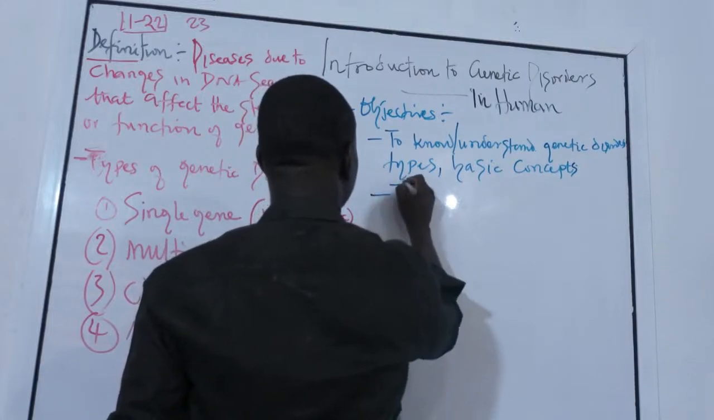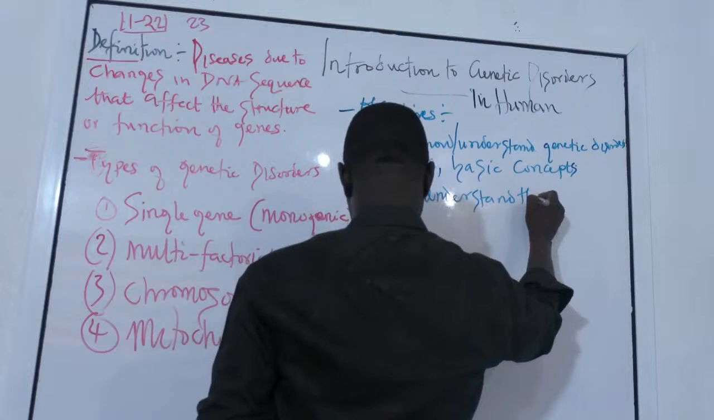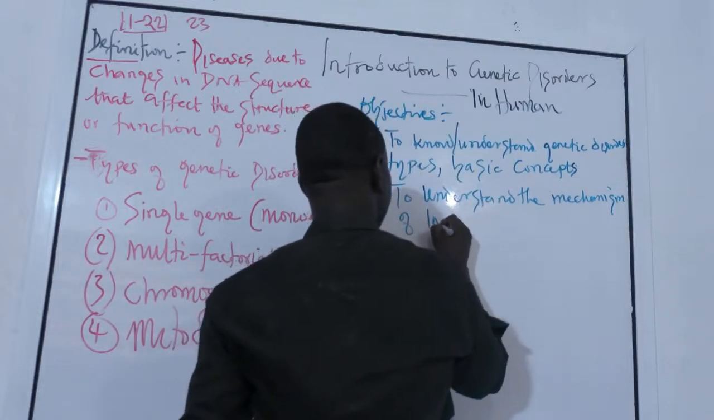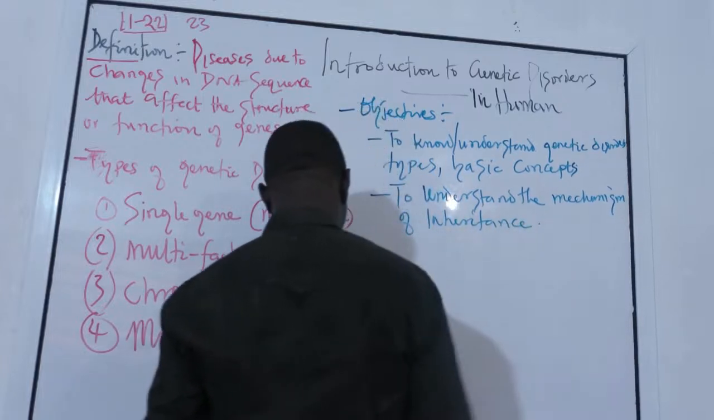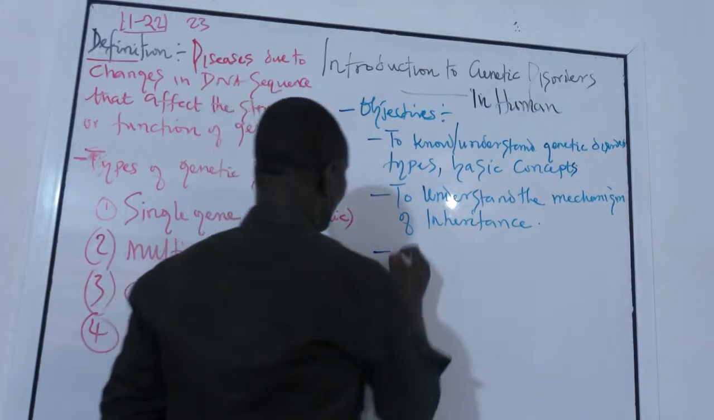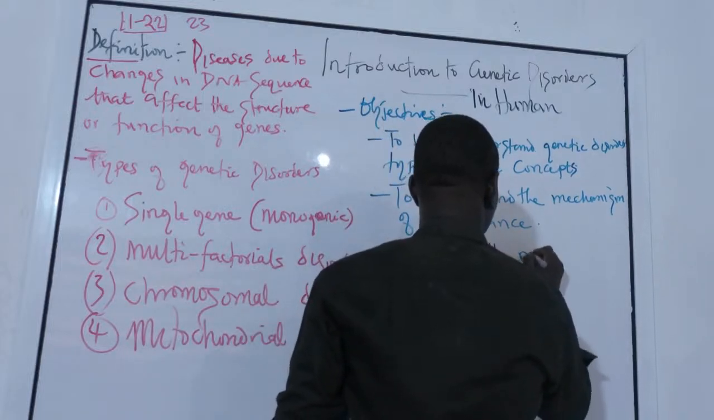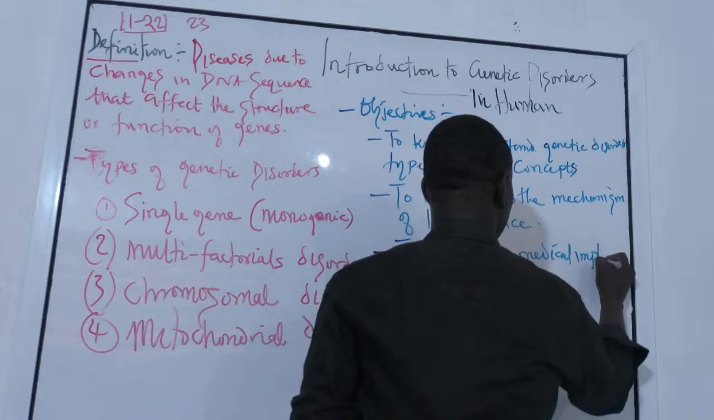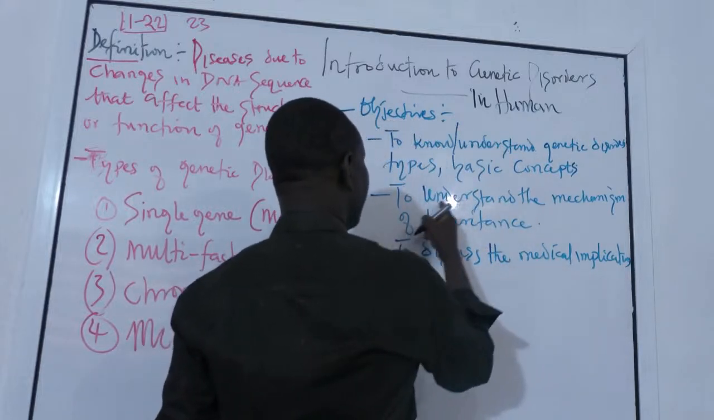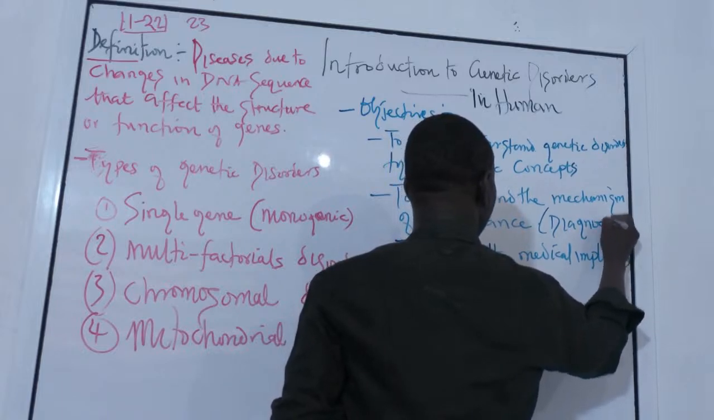Then the second thing is to be able to understand the mechanism, that is the mechanism of inheritance, the mechanism of its inheritance pattern. Okay, then the third one is that we want to be able to discuss the medical implication. Okay, not only that, this one has to do with understanding the mechanisms of inheritance. This has to do with the diagnosis, that is how it can be diagnosed.